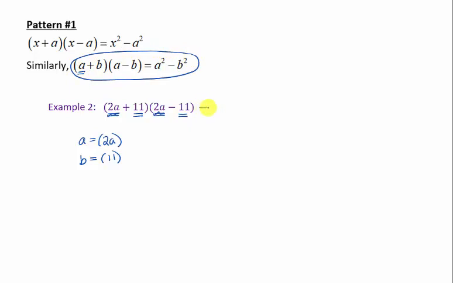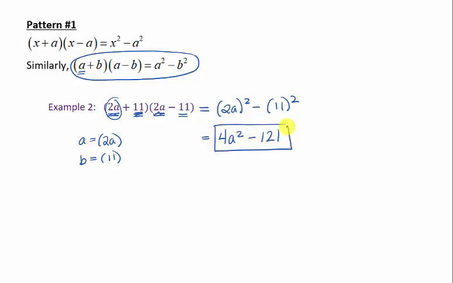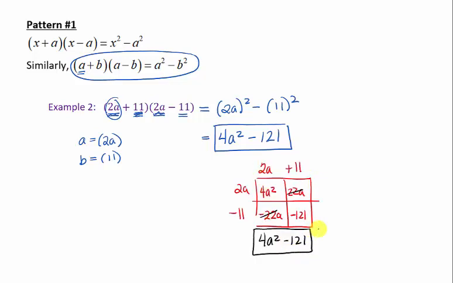So when we multiply these two binomials, we're going to end up with the first expression, 2a quantity squared, minus the second expression in each binomial, which is 11 squared. And then we just multiply those out. So we get 4a squared minus 121. That's pretty quick, and the better you get at this, the quicker it can be. All right, I'm going to quickly do the area model so you can see how that pans out. And you can see when I finish the area model, I get the same solution that I got when I used the shortcut up above. All right, we've got one more example. It's a little more challenging. Let's take a look at that one.